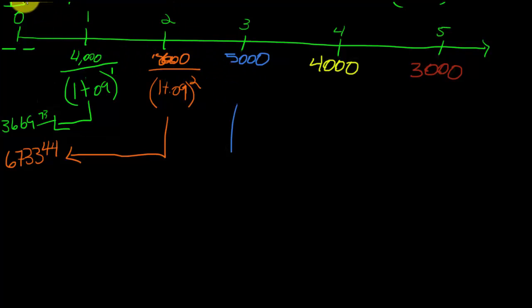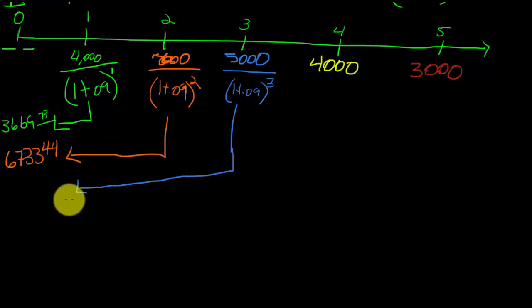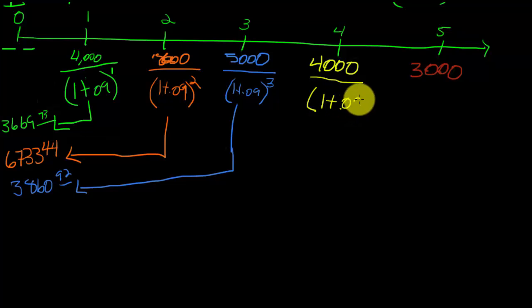I'm going to do the same thing for the 5,000 in year 3. I'm going to divide by 1 plus 0.09, but this time, because I'm 3 years out from the present, I turn that into a 3, and I discount it back, and it becomes 3,860.92. You'll notice that I'm not using the calculator here. I'm talking about this conceptually. You should already be able to calculate present values of lump sums by now.